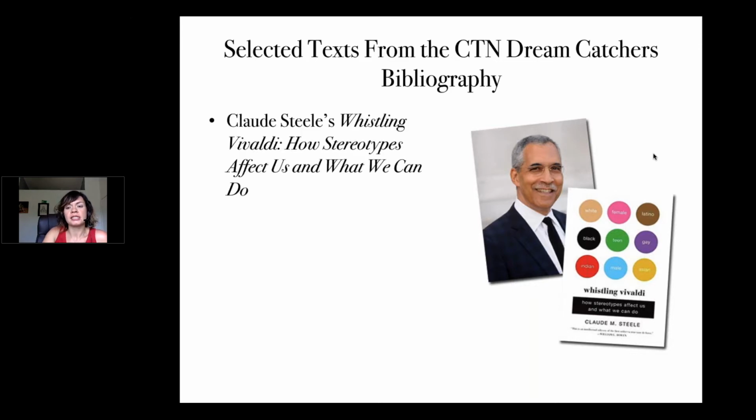These are just selected texts, and the first one I wanted to talk about is Claude Steele's Whistling Vivaldi. You can see mine is really well used. The subtitle is How Stereotypes Affect Us and What We Can Do. And Steele is an African-American social psychologist. The title of this book comes actually from Brent Staples' essay, or I think it was an article originally published in, I believe, Harper's in the 1980s.